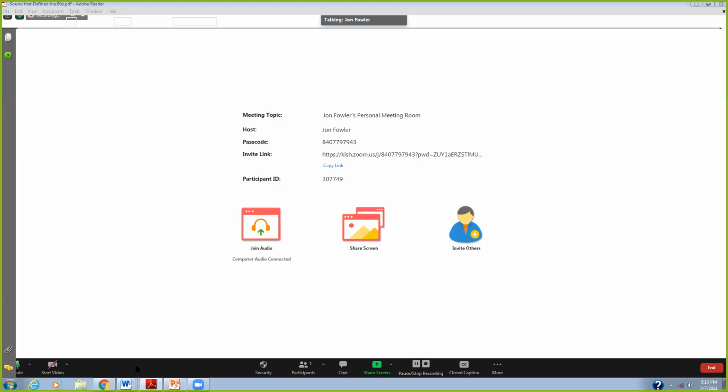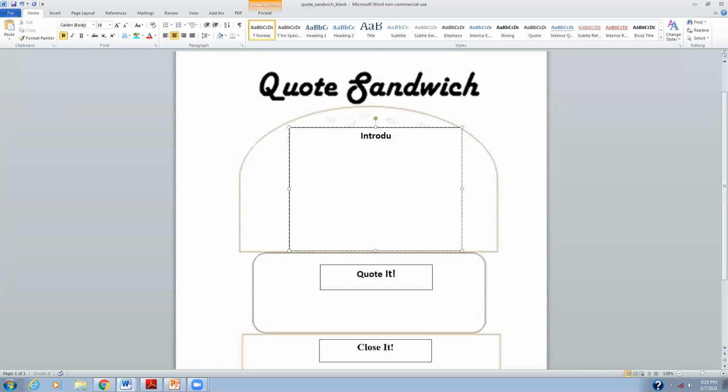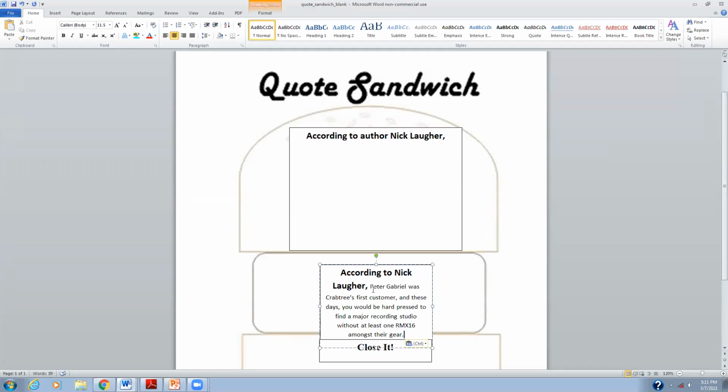So we're going to share, and we're going to bring up the blank, okay? And we're going to introduce it, and we're going to say, according to author Nick Laufer, comma. So we've got according to, and then we're going to quote it. We're going to say, again, according to Nick Laufer, control, paste, and then we have to make sure that it matches up aesthetically and looks nice.